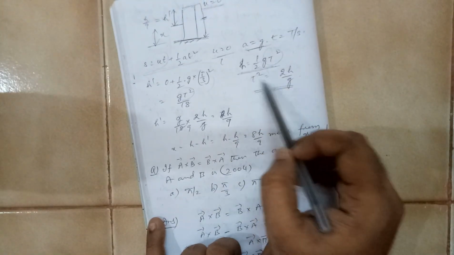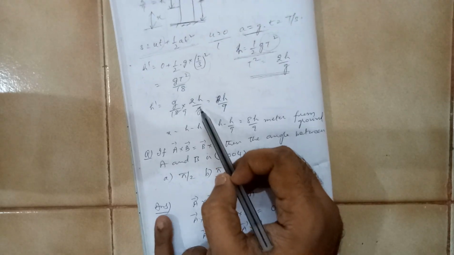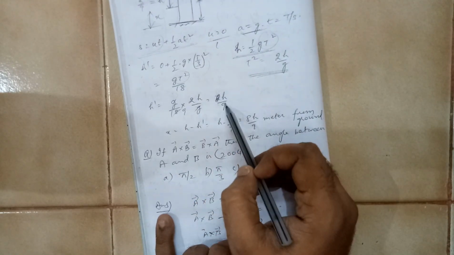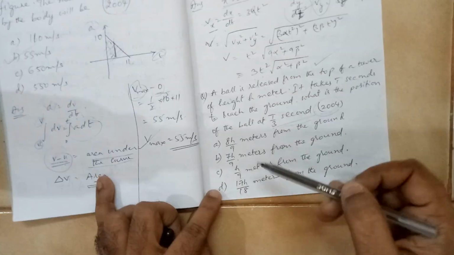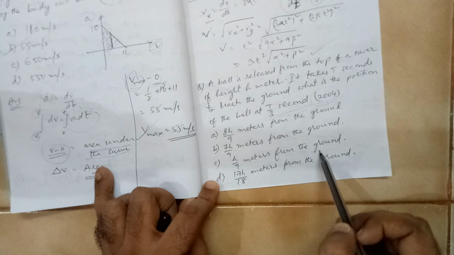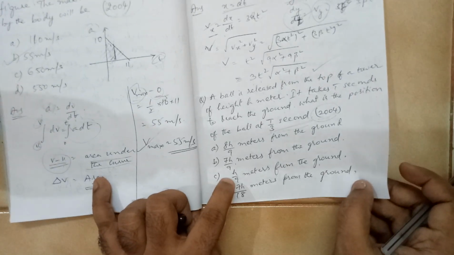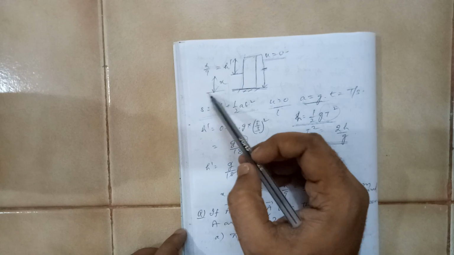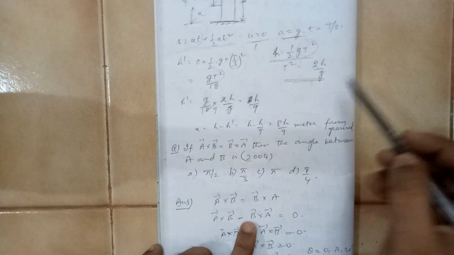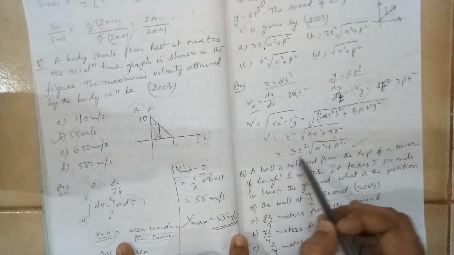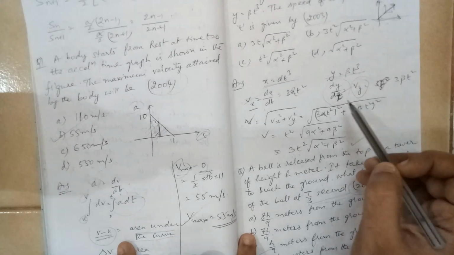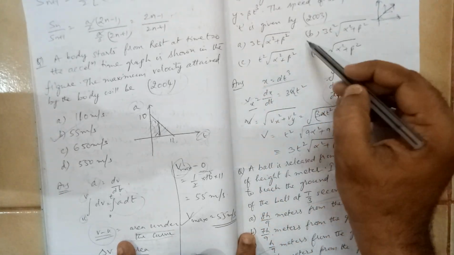So from here you are getting t square is equal to 2h by g. You put it over here, you get h by 9. So h dash is h by 9. So there is one option like that also, I think. h by 9 meter from the ground. No, h by 9 is from the top. So what is from the ground? It has to be total height minus h dash. So you will get 8h by 9. So option D is the right answer. And for the previous question, 3t square into root over alpha square plus beta square is the right answer.